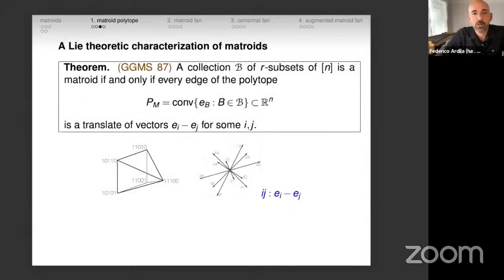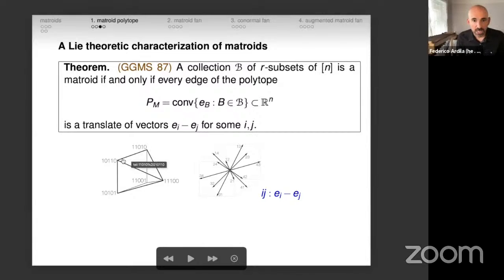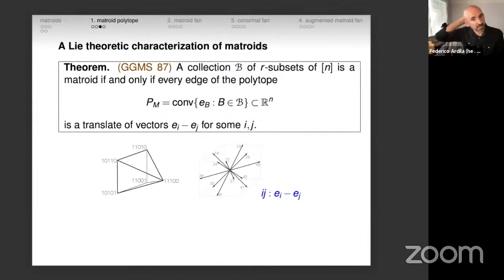Now, Gelfand, Goresky, MacPherson, and Serganova proved this Lie-theoretic characterization of matroids, which Edmonds to some extent also understood, which is the following. If you start with a matroid and you form this matroid polytope, then you get a polytope like this, and when you look at the edge directions of this matroid polytope, they turn out to all be translates of vectors e_i minus e_j for some values i and j. So for example, when I go from here to here, I'm exchanging coordinates 2 and 3, so this is direction e_2 minus e_3. In a matroid polytope, every edge direction is always e_i minus e_j, and they actually prove that this completely characterizes matroids.